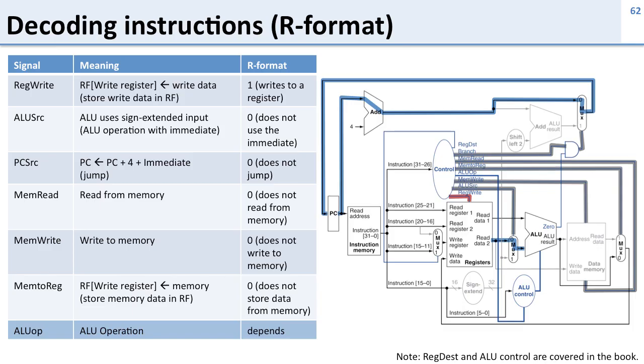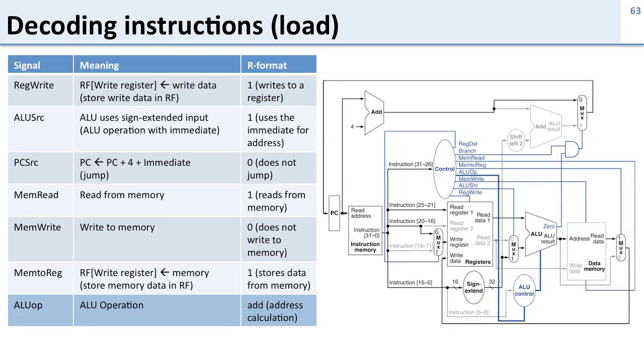Mem to reg is going to select the ALU output, because we're using the result of the ALU to write back. And the ALU operation, well, it depends on what we're doing. If we're doing an add instruction, it'll be add. If we're doing and, it will be and. Now let's look at a load instruction.